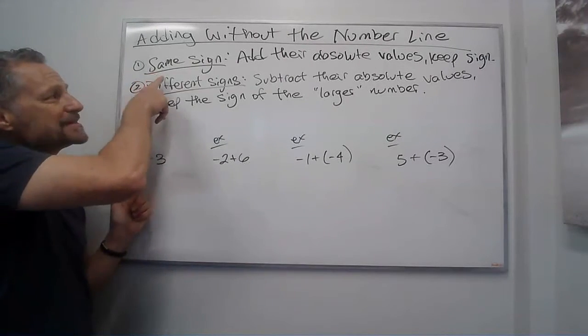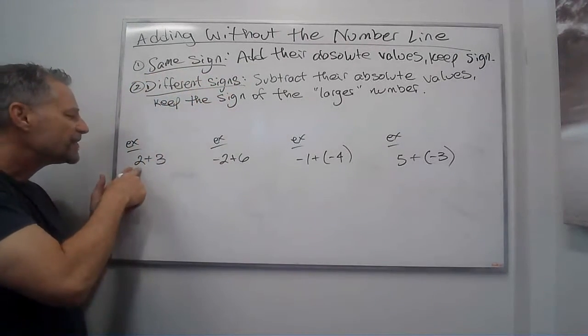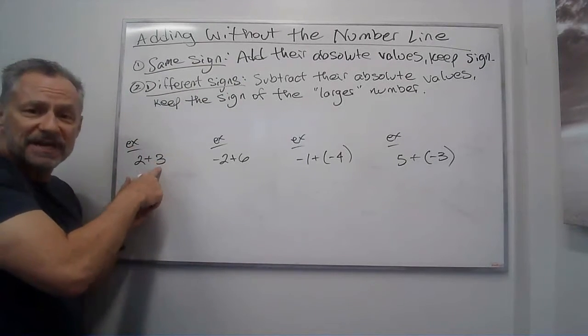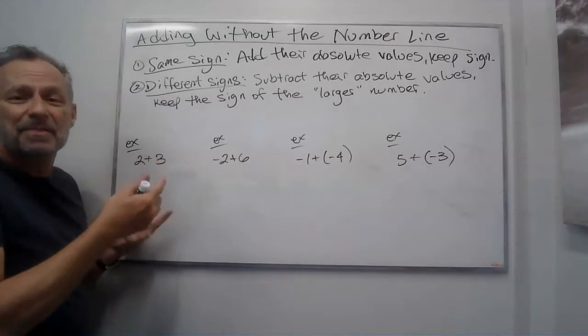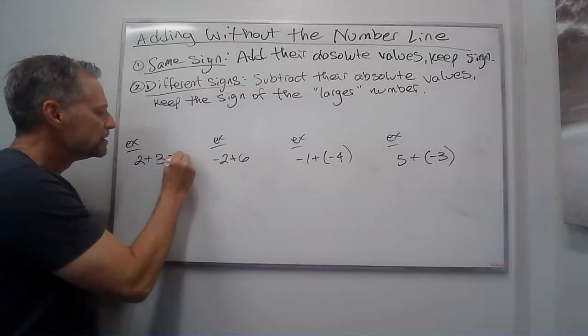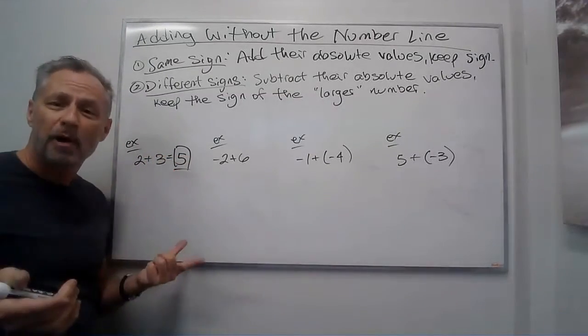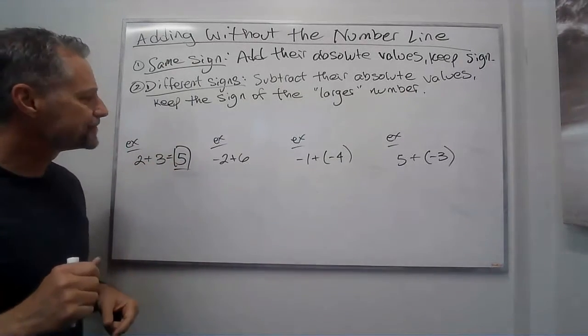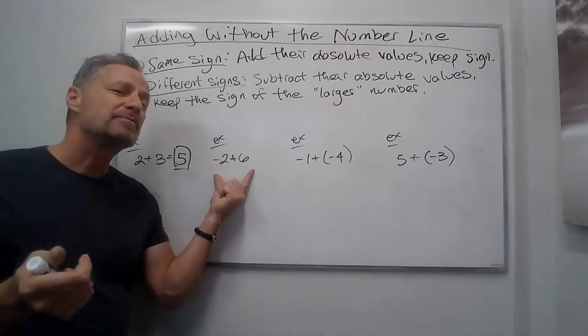Well, rule number one says same sign, just add their numbers. So if I add 2 plus 3, think one friend gives me $2, another friend gives me $3. Well, I'm just going to add those up and I'm going to add $5. They were both positive, so you just add the numbers and keep the positive. You keep their sign.